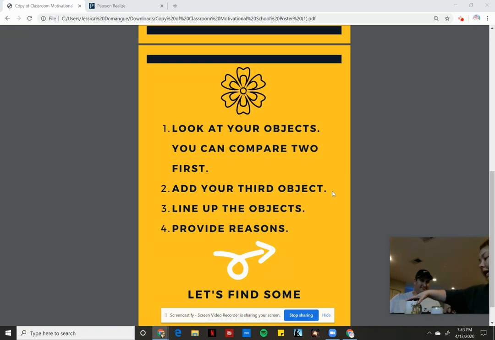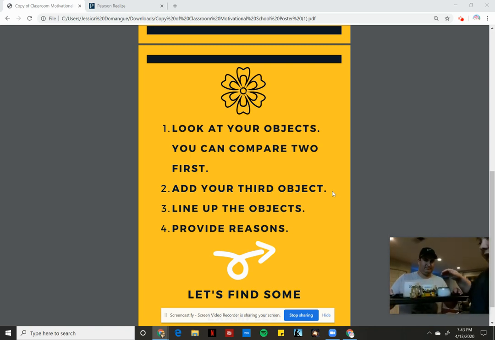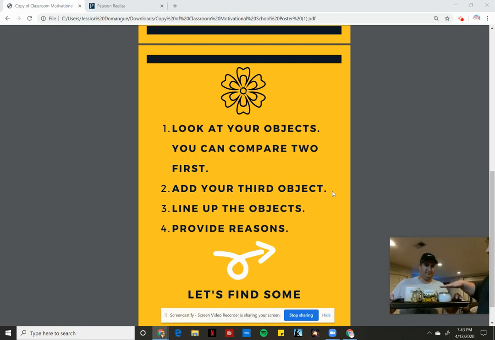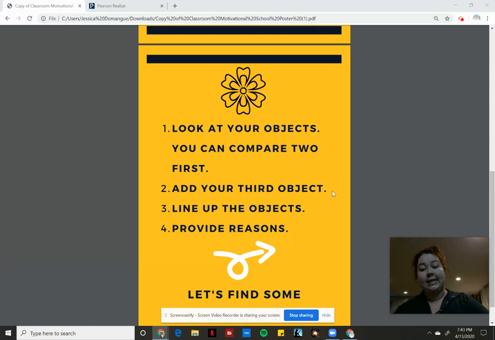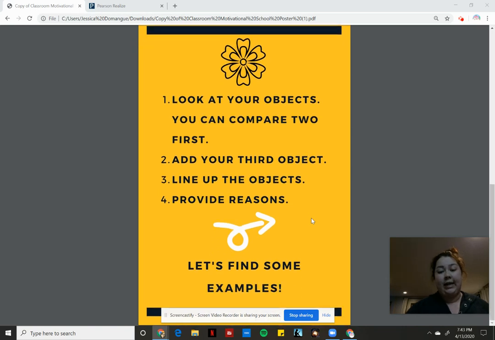Now I'm going to add a third cup. So scholars, if you can see, now we have the tallest cup over here, the shortest cup over here, and a taller or shorter cup depending on which one we're comparing to. Do you see how I lined all three objects up? Thank you, Mr. D. So, and then we also provided reasons. That's the fourth thing, is providing reasons for why we are using those academic words.